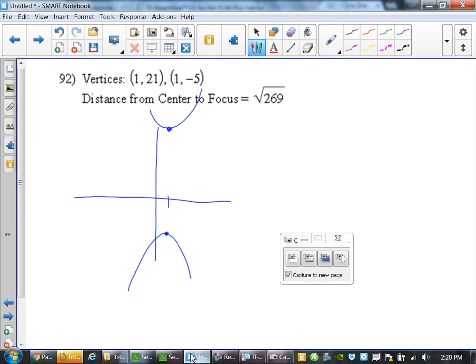What occurs halfway between vertices? The center. I know that the x-coordinate of the center has to be 1. So what's 21 plus negative 5? 8. So I know that the center has to be at 1 and 8, because my distance from here to here is my A value.